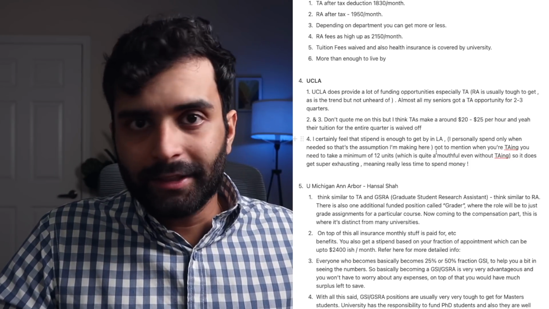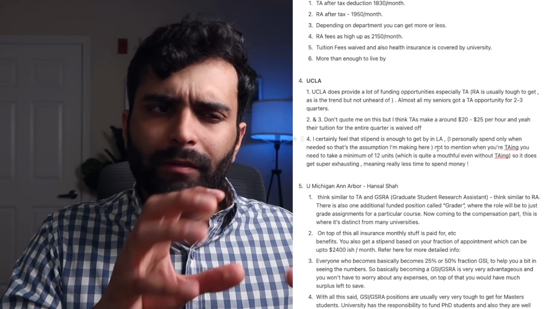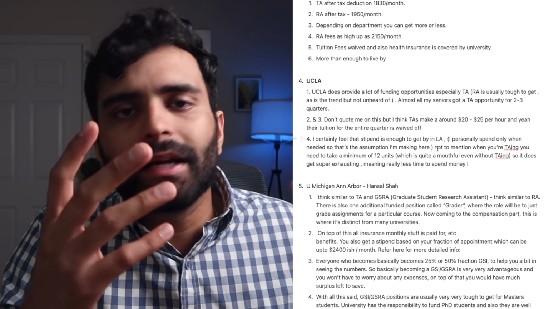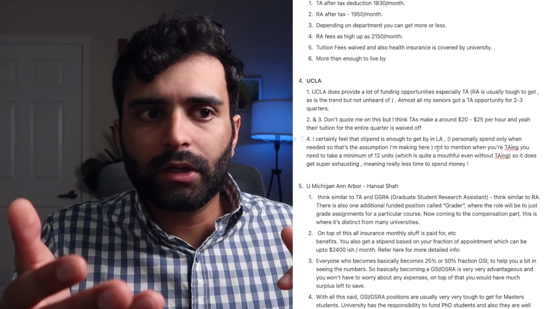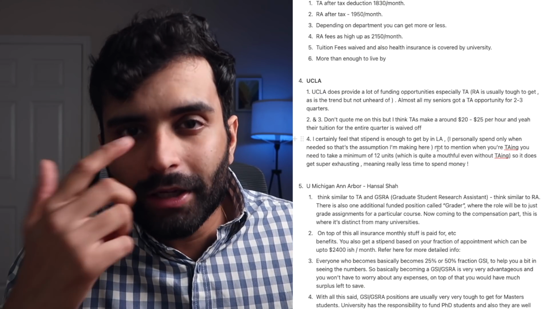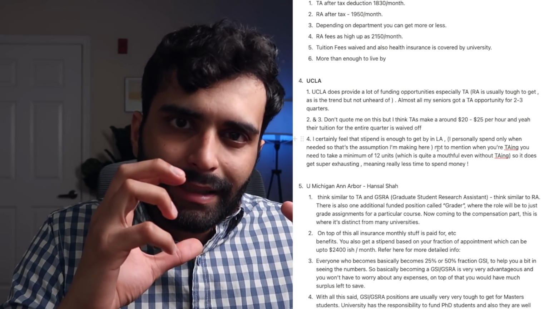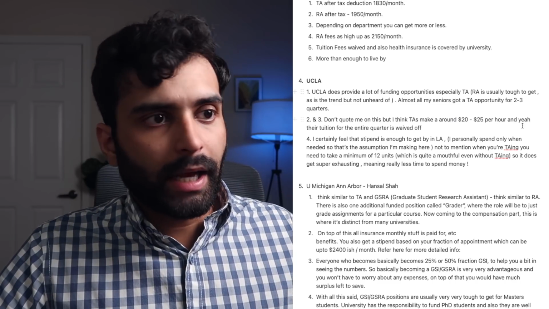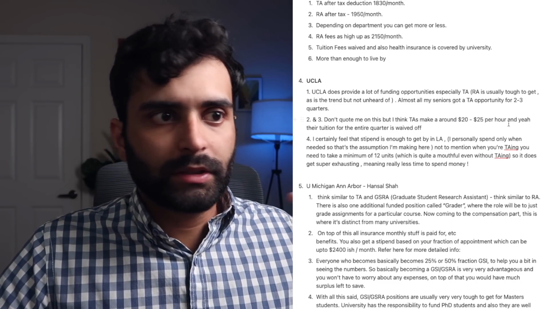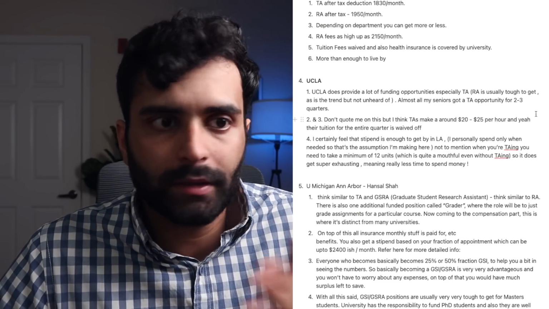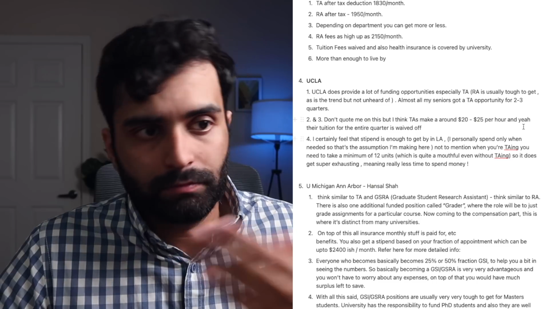LA is an expensive city. Now, if you're making $20 to $25 per hour, that converts to, let's say, $1,600 per month pre-tax, right? So let's say you're making $1,400. That's decent to get you by. And yes, as he mentioned, the tuition is waived for the quarter, so if you're a TA or RA, that'll waive off your tuition, so it's good.